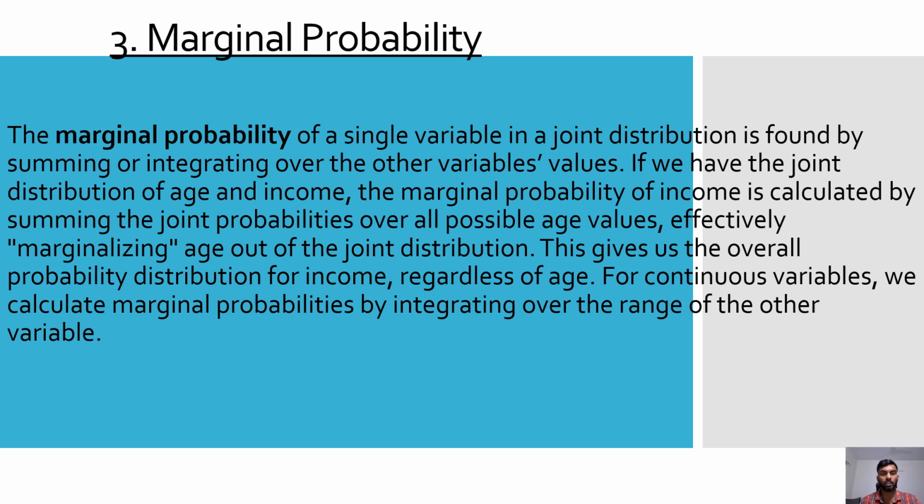The third one is marginal probability. The marginal probability of a single variable in a joint distribution is found by summing or integrating over the other variables' values. If we have the joint distribution of age and income, the marginal probability of income is calculated by summing the joint probabilities over all possible age values, effectively marginalizing age out of the joint distribution. This gives us the overall probability distribution for income, regardless of age. For continuous variables, we calculate marginal probabilities by integrating over the range of other variables.